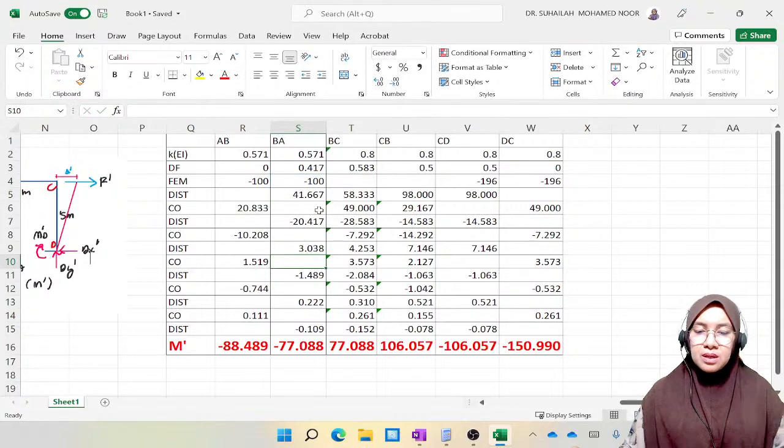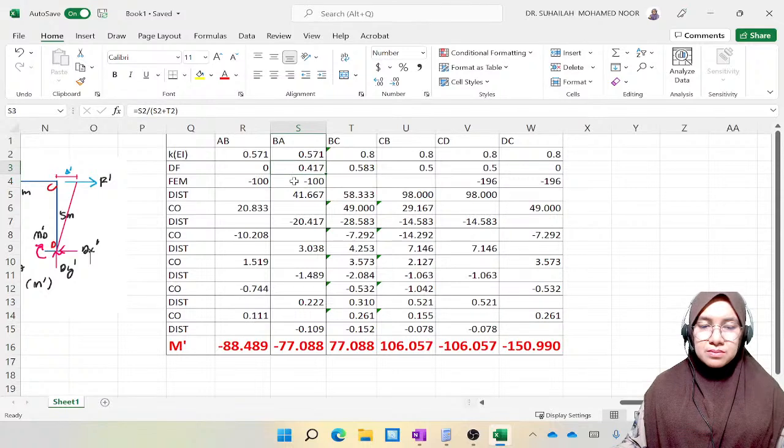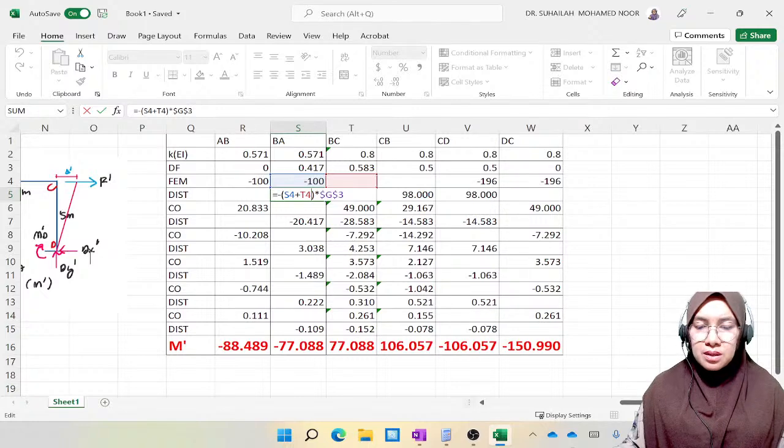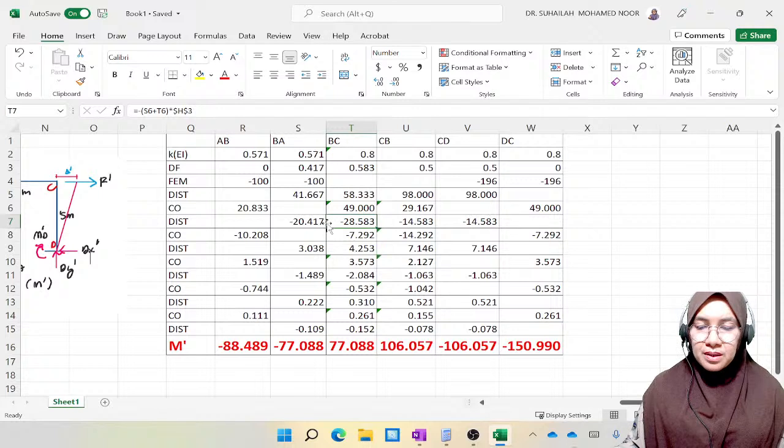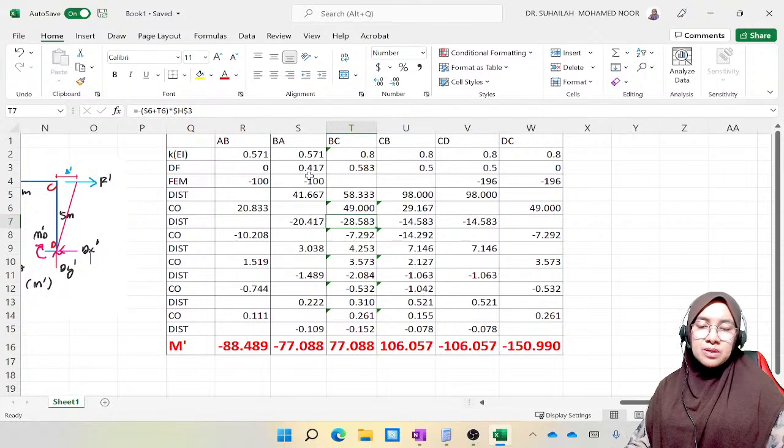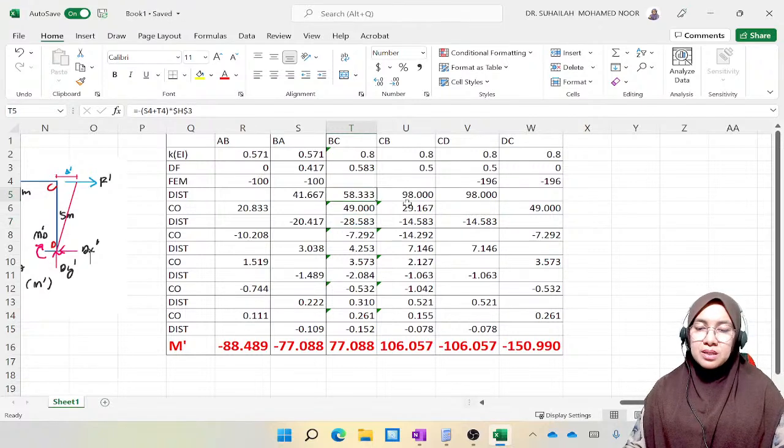We just need to double check the factor. This is the factor, and this is 100. The factor is 0.417, so we get 41.667. That is the correct one. This is 58.33, also the correct one. So the answer is correct.